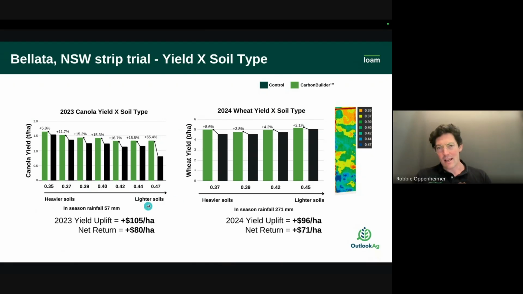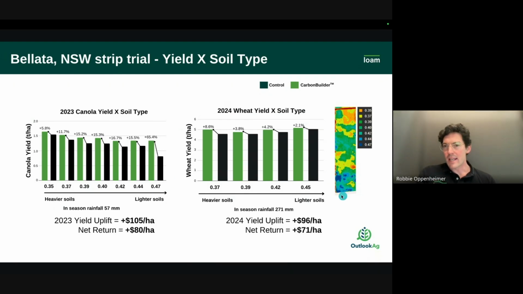What that means is that in the lighter soils, where there's more leaching through the profile, this is where plants are struggling. And that's where they don't have enough access to water. That's where there's faster evaporation through the larger pore space in the lighter soil. And so that's where we see the greatest yield increase.